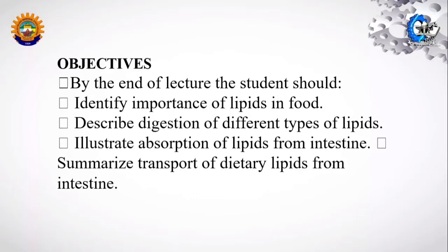By the end of the lecture, the students should identify the importance of lipids in food. Next, they will be able to describe digestion of different types of lipids. Next, they will be able to illustrate absorption of lipids from the intestine. And lastly, they are able to summarize transport of dietary lipids from the intestine.